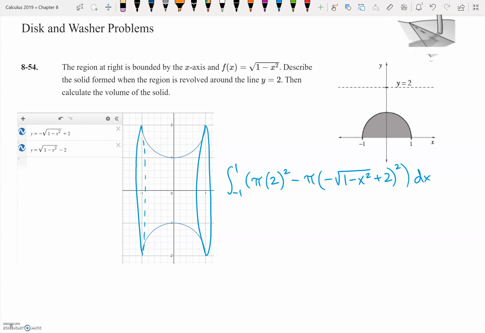And I already took the liberty of doing this problem ahead of time, so you could punch in this integral in your calculator. You definitely should, but you should get around 15.55 units cubed.